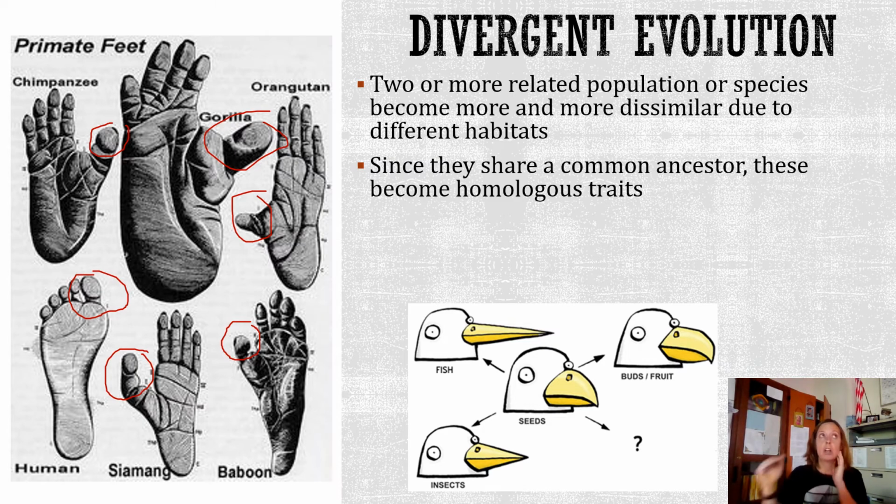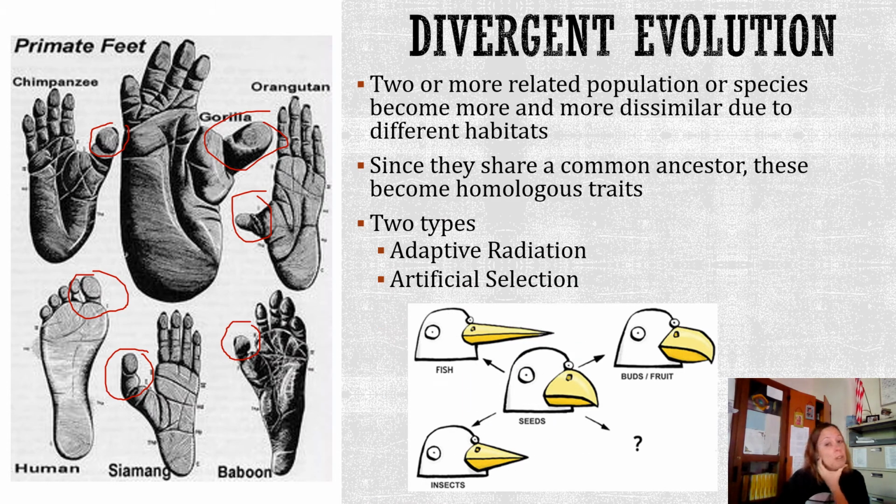So convergent evolution, they come together and their structures look alike, but the basic parts are different. Divergent evolution, they become different. The structures don't look alike, and the basic parts are the same. They just changed because they became different. So divergent, homologous traits; convergent, analogous traits. So there are two types of divergent evolution. There's adaptive radiation and artificial selection.